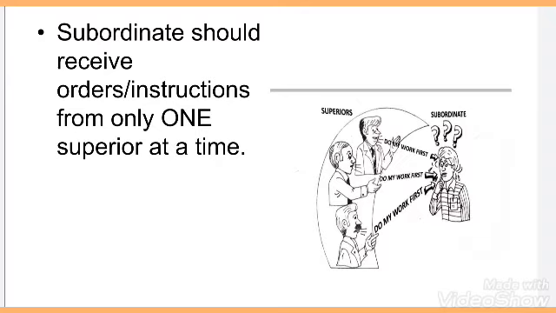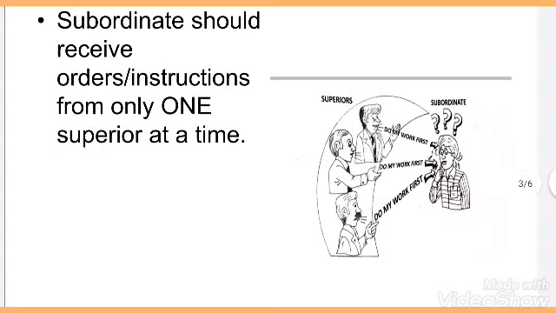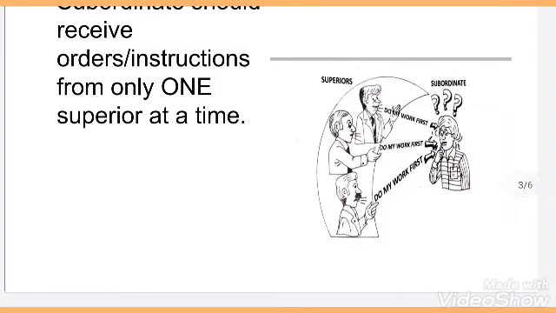So all the subordinates should know who their superior is, and all the superiors should be clearly aware that these are my subordinates and I am going to give instructions to these persons. And you also have to make sure that you give work to only one person at a time, right? So this is all about unity of command.